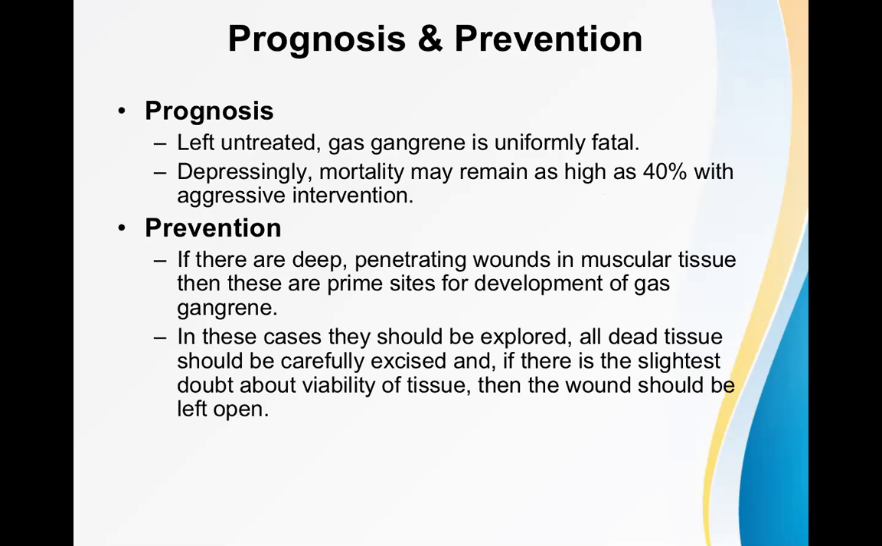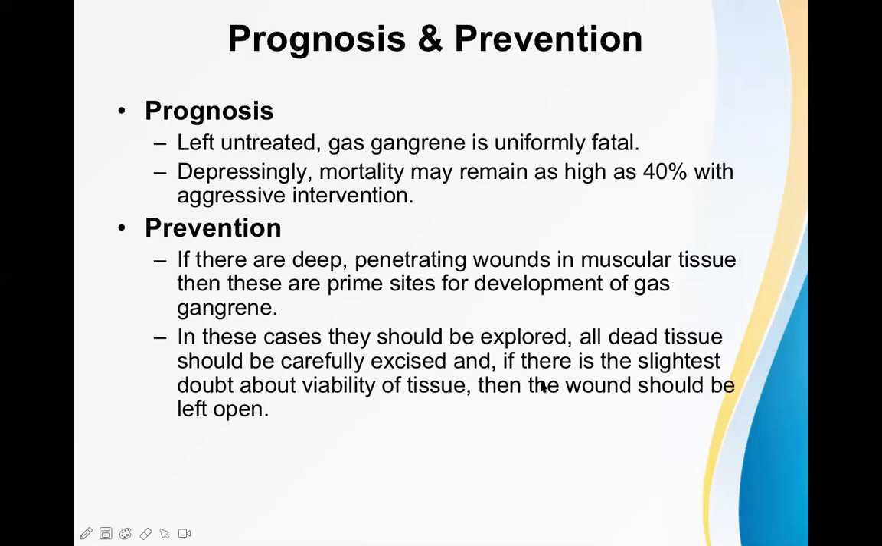That's why it is considered one of the lethal infections or very severe infections. So early diagnosis is very, very important, and many of the time high index of suspicion is necessary. That means if it is suspected, we start the therapy. We don't wait for the confirmation. Now, regarding the prevention, if there are deep penetrating wounds in the muscular tissue, these are the prime site for the development of gas gangrene, especially if they are contaminated. So what should we do? We should explore them. We should debride them.